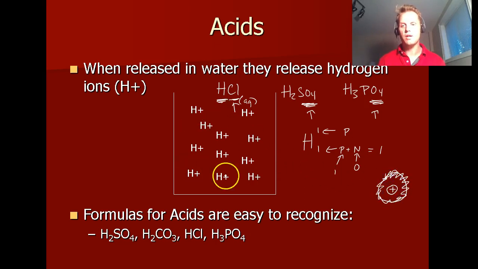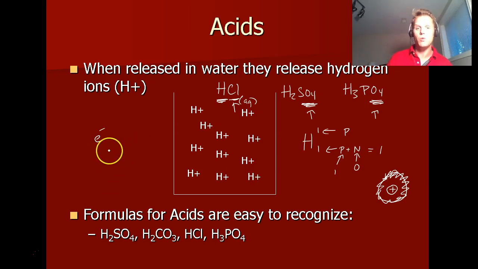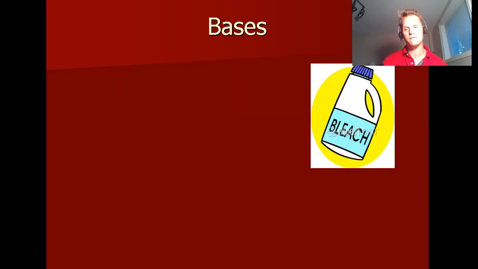So acids create a whole bunch of H+, and what they're looking for is electrons. Anything with any free electrons it will eat away and destroy. So the examples again of acids are H2SO4, H2CO3, HCl, and H3PO4. All have H in the front and all release H+ into solution.